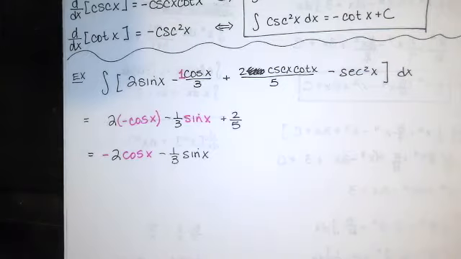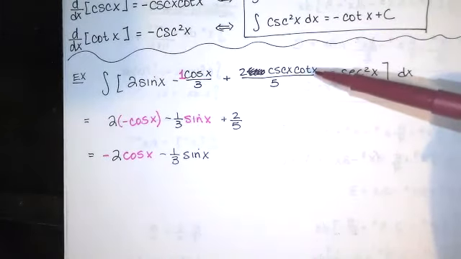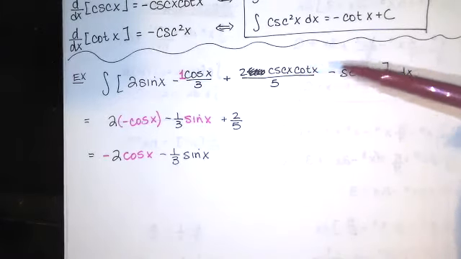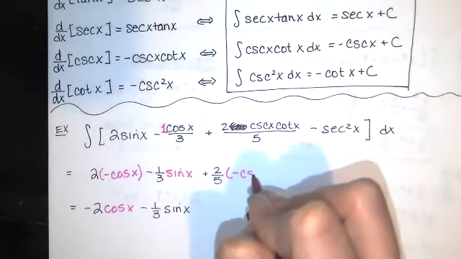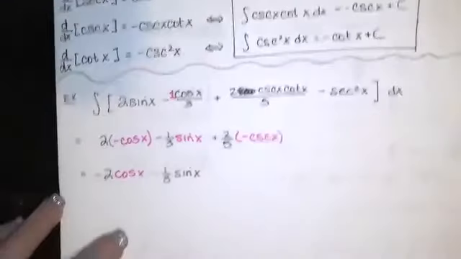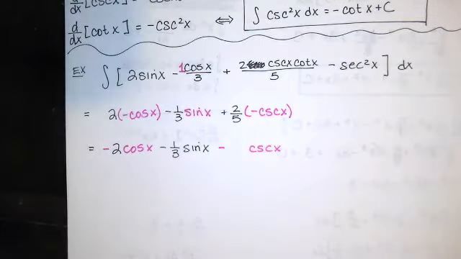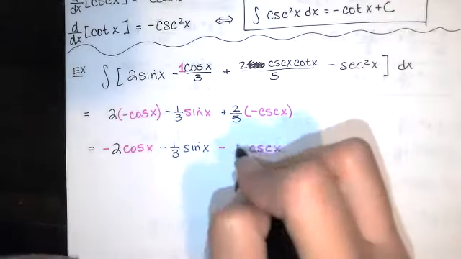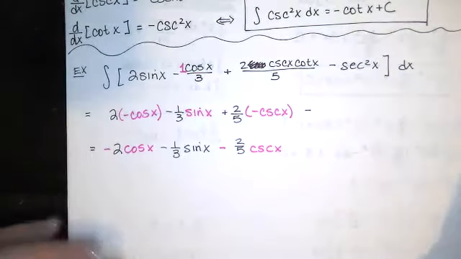If I don't remember my rules for antiderivatives yet, I can just ask myself, what did I have to take the derivative of to get this? Oh, it was negative cosecant of x. And there's your rule right there. So we have negative cosecant of x, or we can simplify that this way. It's negative cosecant of x times 2/5.